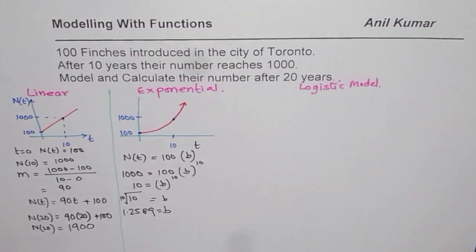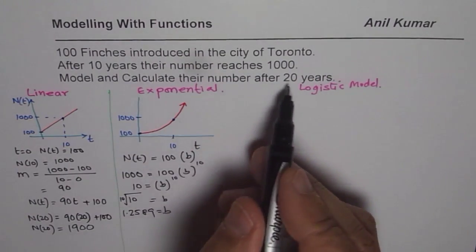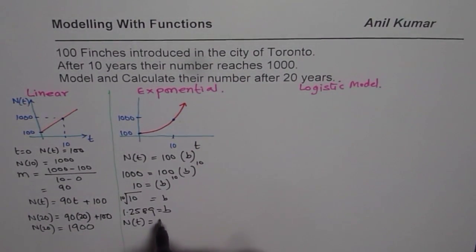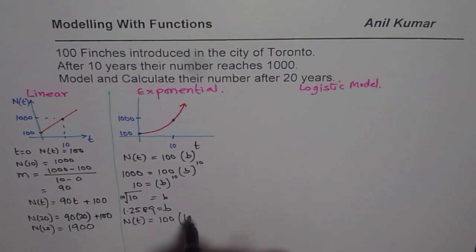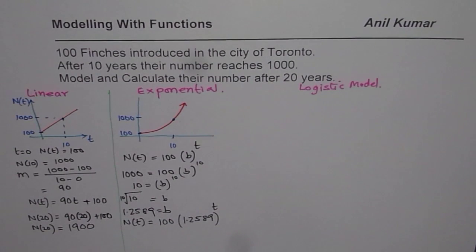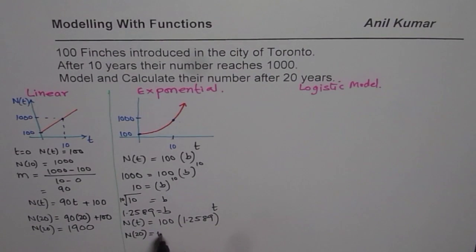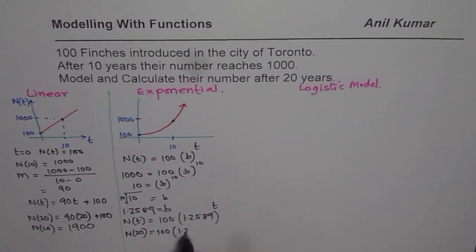So we'll use this value to find number after 20 years. Let me first write down the formula. N of t is equals to 100 times 1.2589 to the power of t. So this is the exponential model for the same situation, right? Let us calculate what the number will be after 20 years. So we'll replace t by 20 in this case, correct? 1.2589 to the power of 20.